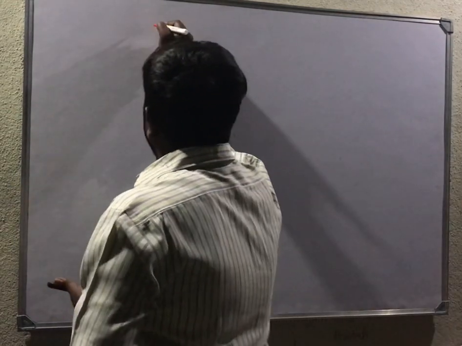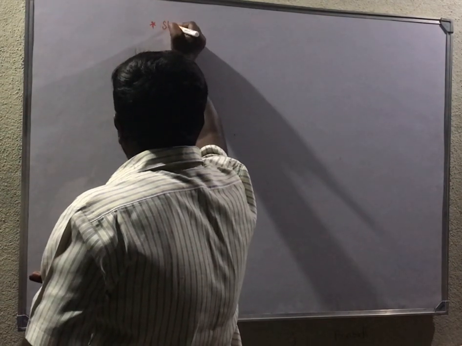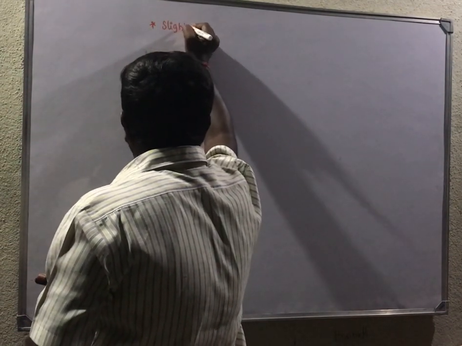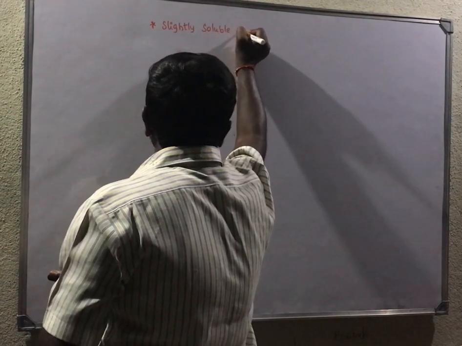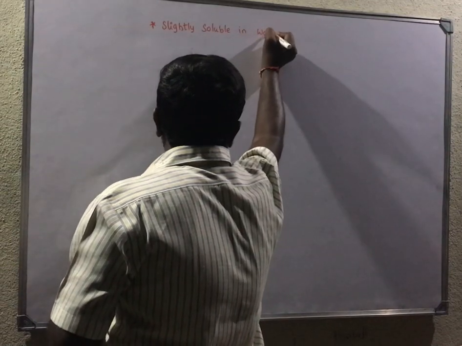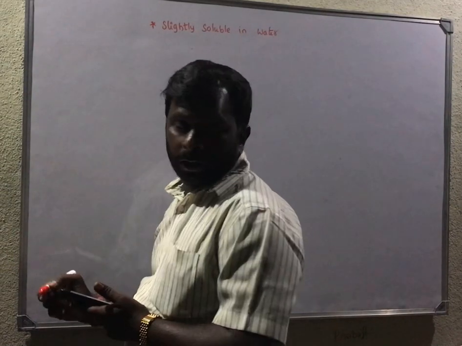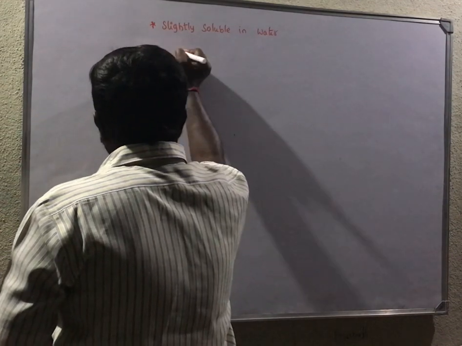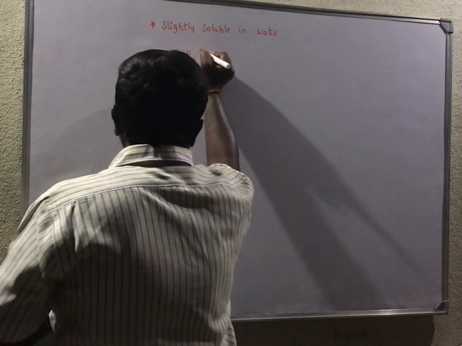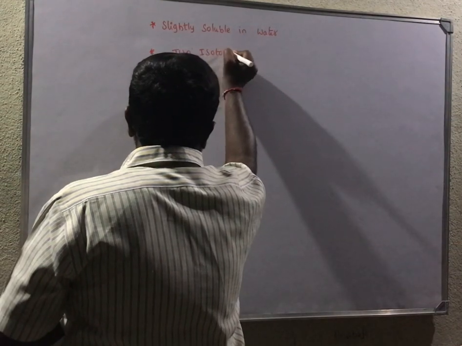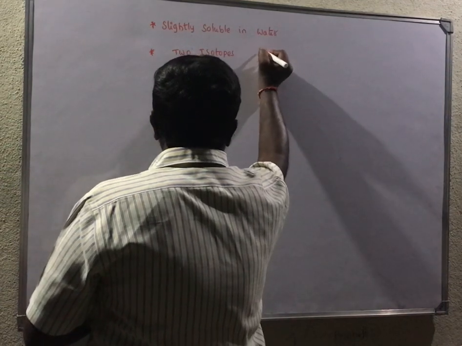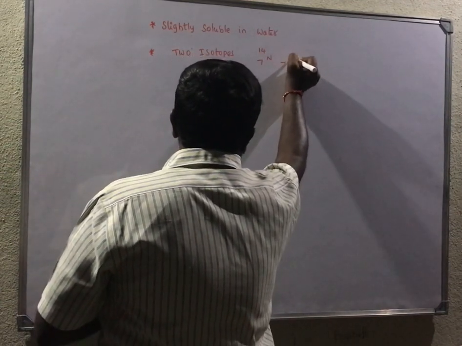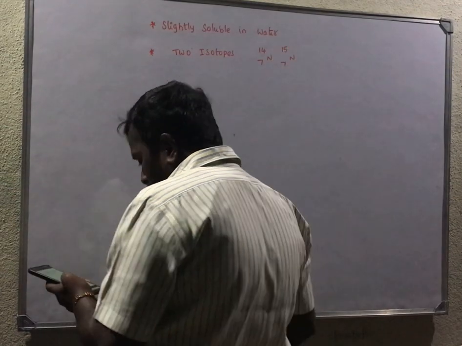These are slightly soluble in water. Two isotopes are present. What do these two isotopes mean? Nitrogen-14 is available, and nitrogen-15 is available.